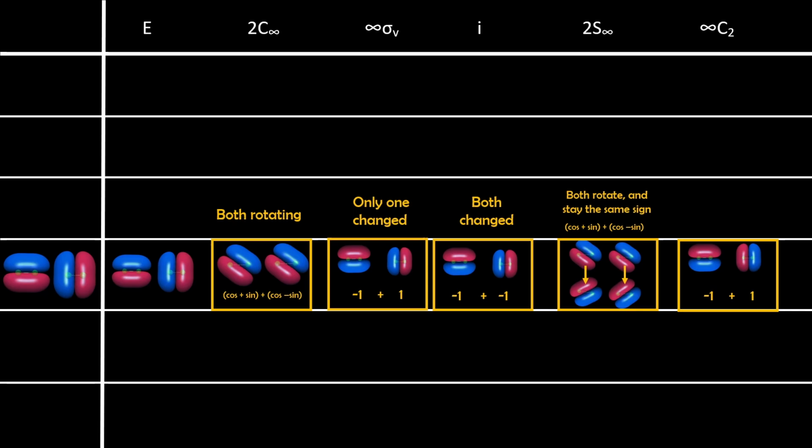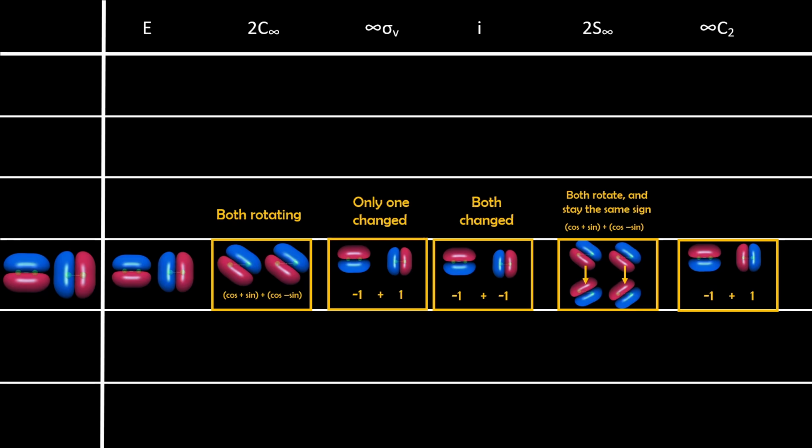Because these are 2 orbitals, we treat them together. Under the C infinity rotation, the X-type pi orbital starts to rotate into the Y-type pi orbital, and the Y-type orbital rotates into the X-type orbital. This means as they rotate, they start to look like each other. And the amount of each orbital that remains in its original direction is given by cos phi. Since there are 2 orbitals, the total character is cos phi plus cos phi, or 2 cos phi.